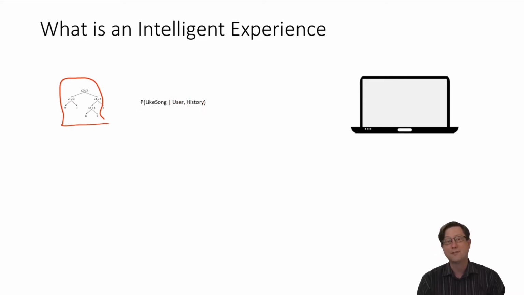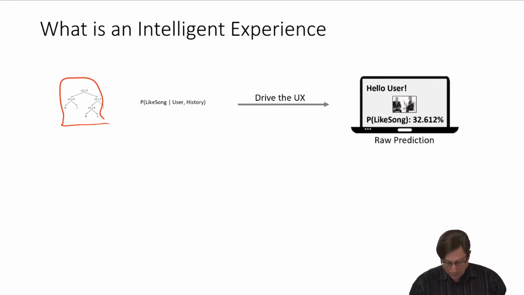There's a wide range of things you could do with that. You could use it to drive a user experience. So you could say, well, if the probability of liking a song is above something, do something. Well, what are you going to do? You could print the probability on the screen and let the user say, wow, I'm 32.612% likely to like this song. Maybe I should listen to it. But you've never seen anyone do that, right? So this is just not the right way to think about driving a user experience.